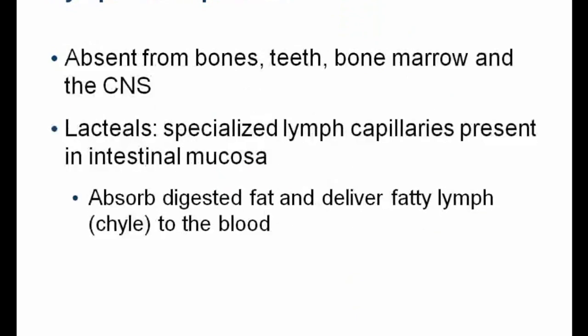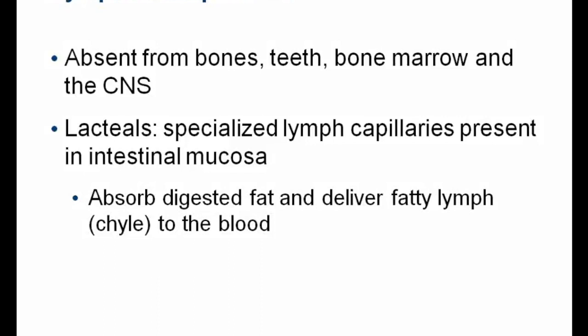This is kind of cool. You don't have lymphatic capillaries in your teeth. Interesting. You don't have them in the central nervous system. See, we have special fluid all around your central nervous system, don't we? Tell me what that fluid's called. Cerebrospinal fluid. So it will perform some of the functions, take up the excess. You don't have it in bones or bone marrow either.